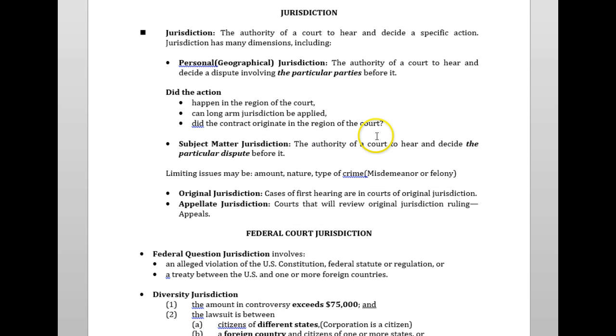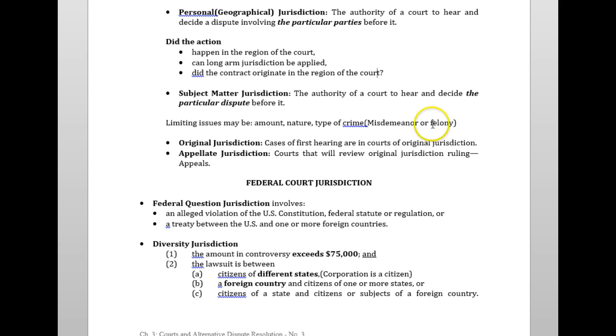And there are 3 or 4 questions asked. Did it happen in the region of the court? Can the long arm jurisdiction be applied? And did the contract originate in the region of the court? Locality is very important. Subject matter is very important. Does the court have the right to hear this? Is this their particular area for talking about a dispute?